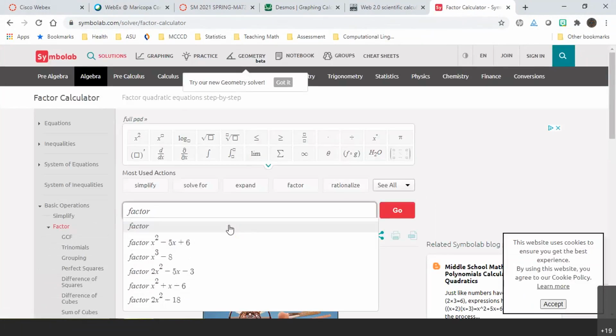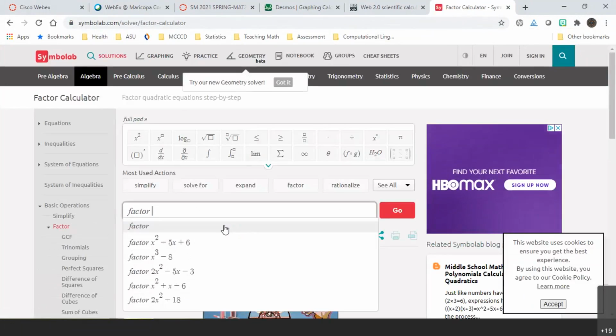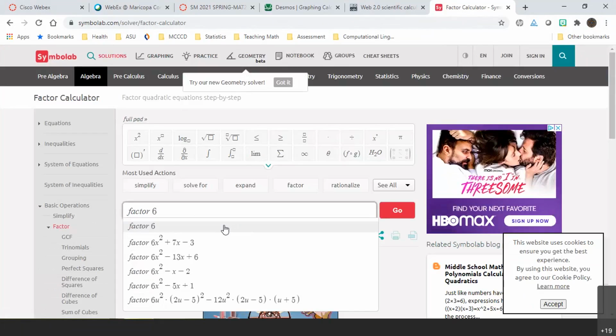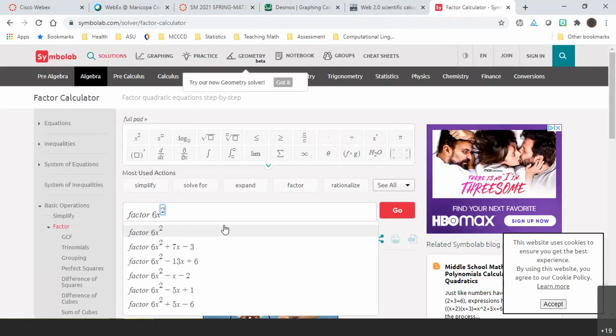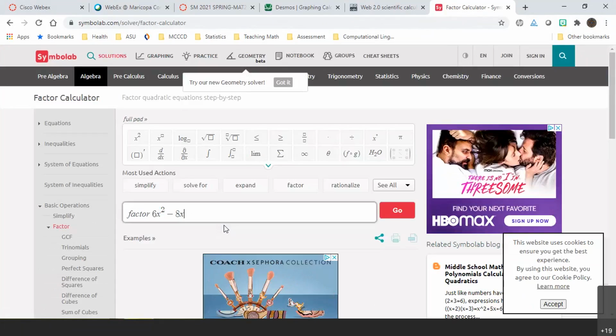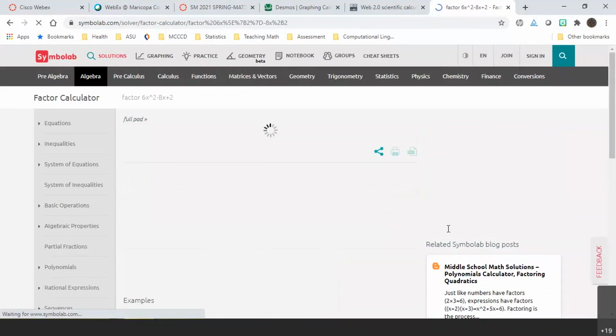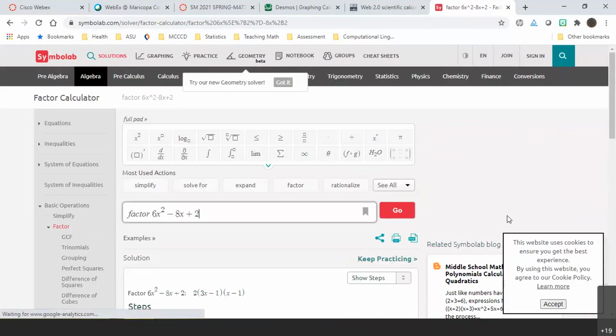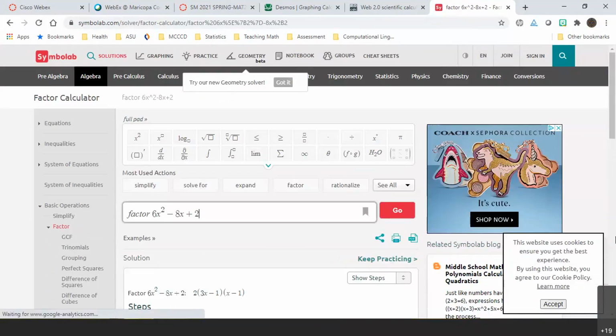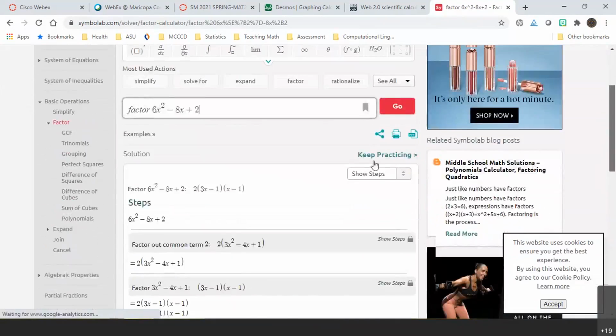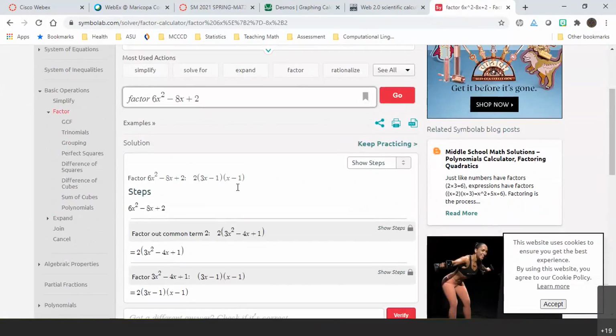I can even leave my original numbers in it. It was 6x squared minus 8x plus 2. That was the thing that came out of taking the derivative. Ta-da, see it down here? Here's the factored polynomial.